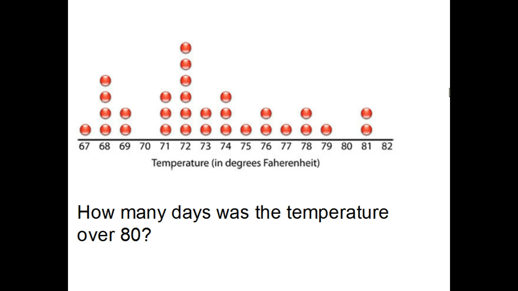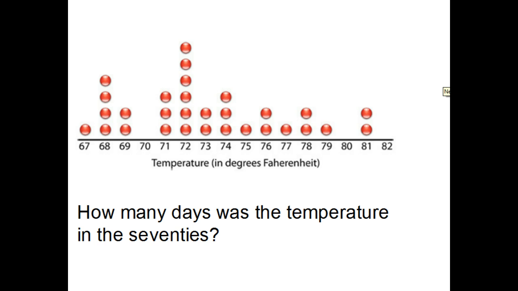A new line plot. This one is telling you the temperature in degrees Fahrenheit, and it's telling you each day. Notice we don't have X's this time. We have red dots. Each of the red dots is going to be a day. So how many days was the temperature over 80? So right there's my 80. What's over 80 on that side? 1, 2. 2 days it was over 80.